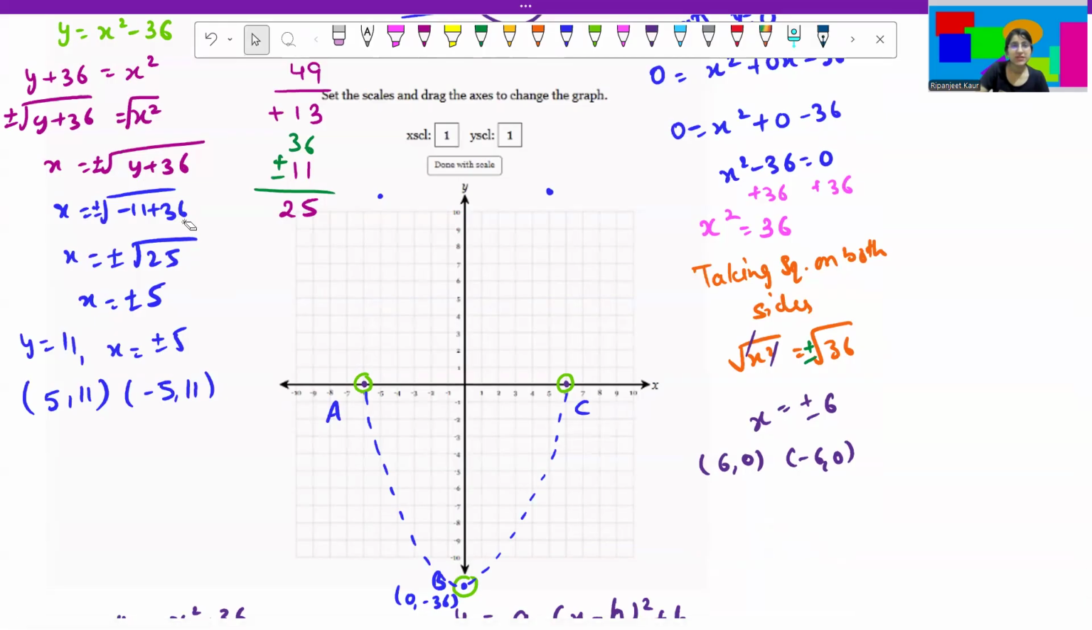We were plotting 11, no? Not 11. Y was minus 11 actually, that's why. So y is minus 11 would be somewhere here. So it would be minus 5, which will be somewhere here, and 5, which is here. So the graph is not going to look like that. It's going to be, let me change the color.